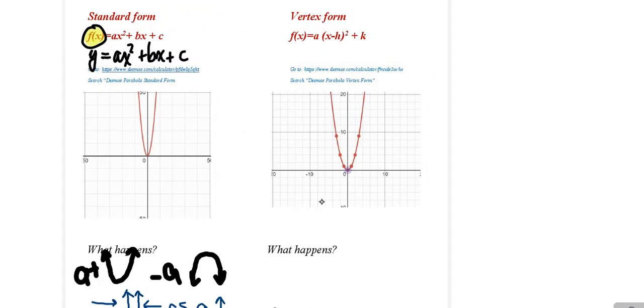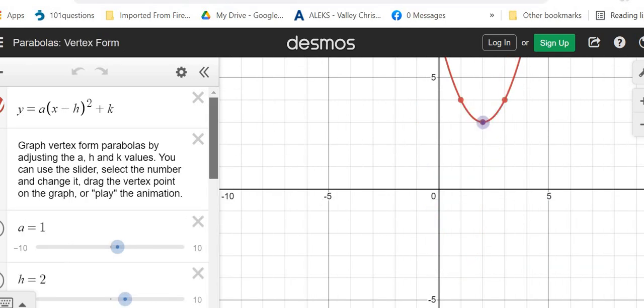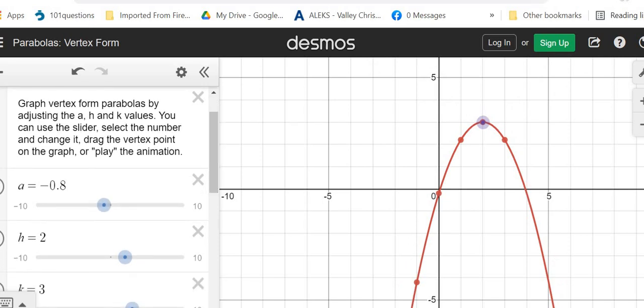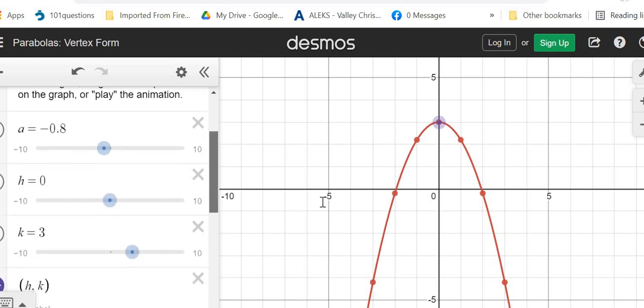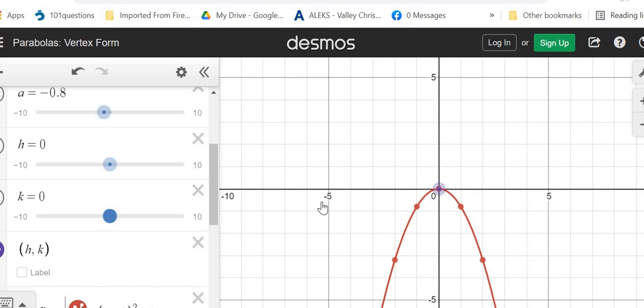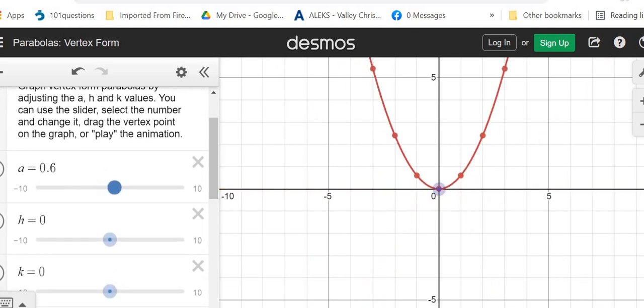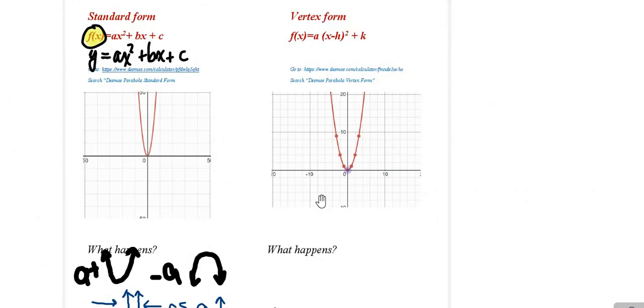That's called standard form. Then you have this form called vertex form. Function of x equals a times parentheses x minus h squared plus k. What happens here? I'm back at the second Desmos site. Taking a look here, the a, again, influences whether or not the parabola faces upwards or downwards. So a positive faces upwards, a negative faces downward. In this form, when a is positive, it faces upward. When a is negative, it goes downward.